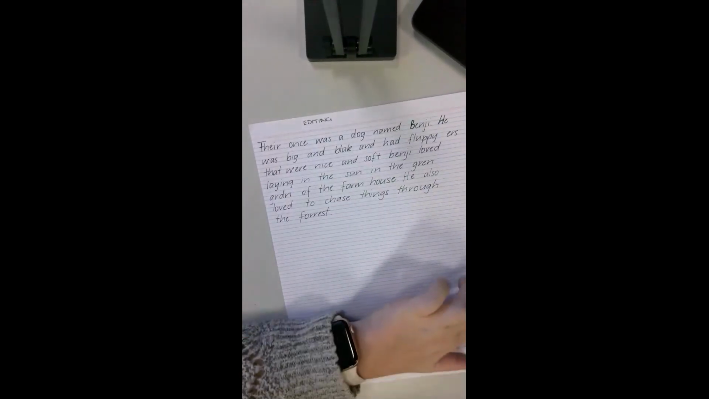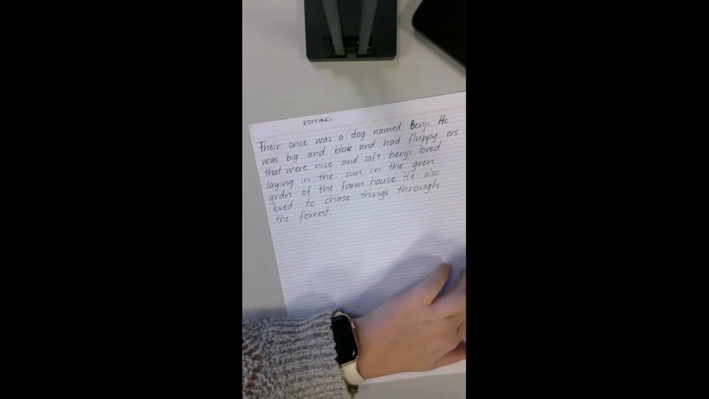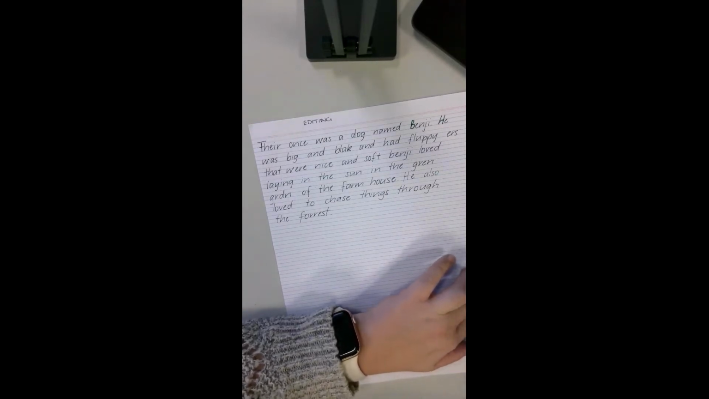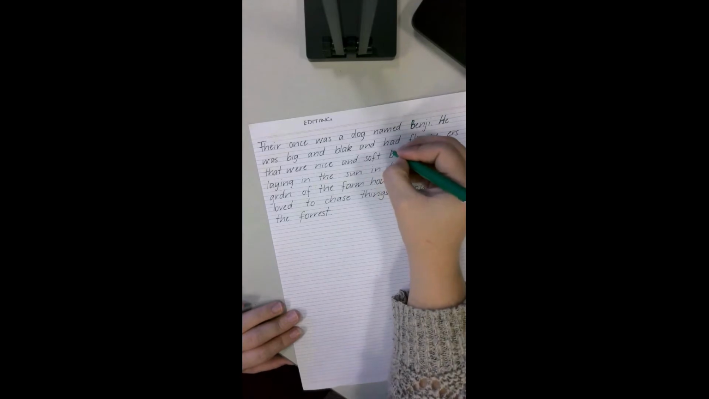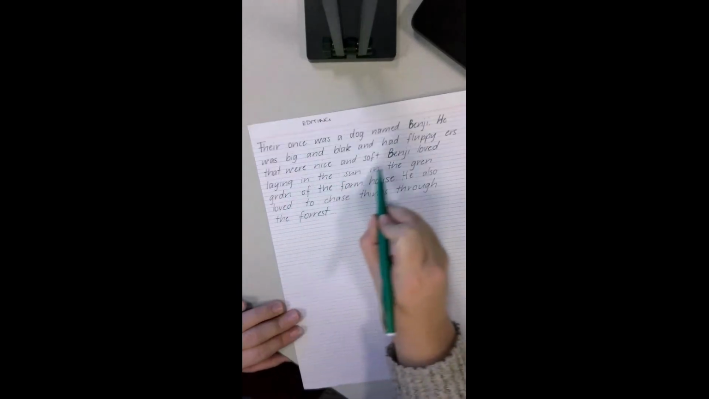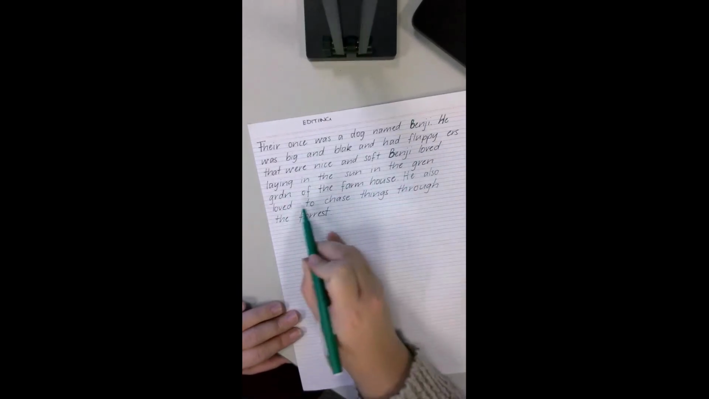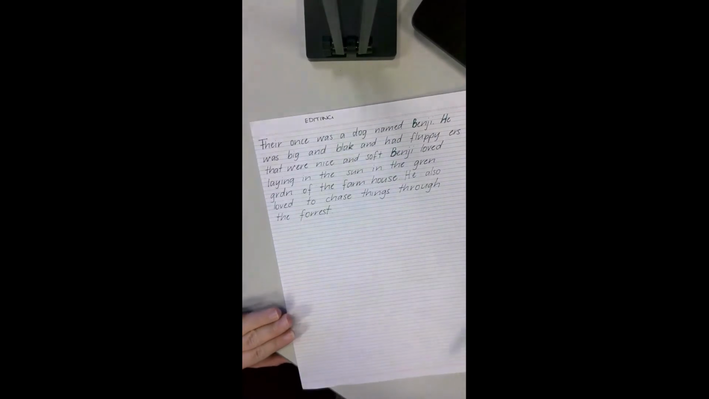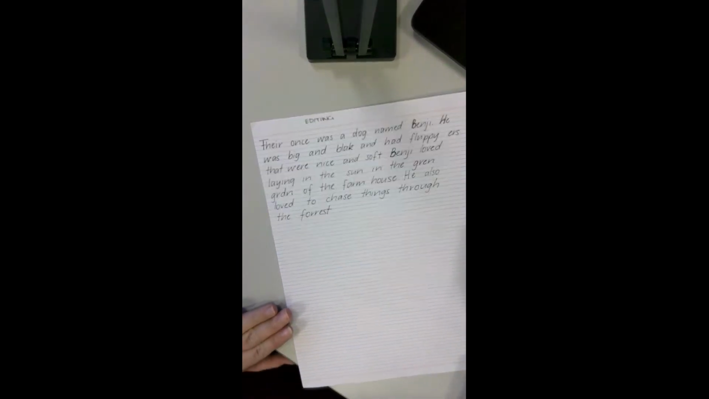So I am going to tick that because I've looked for names. And, oh, actually, you know what? I forgot one. Here we go. That's why it's important to make sure that you go through and make sure that you have gotten all of them. Okay, the next thing I'm going to do is I'm going to look for full stops.